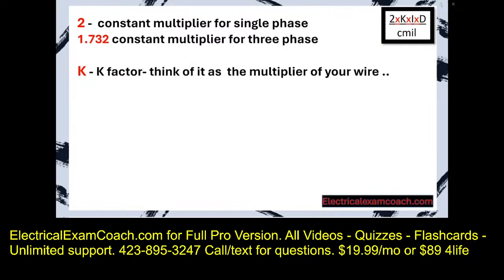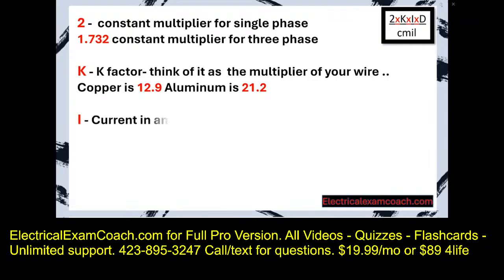K is going to be the K factor. And I want you to think of it like a multiplier for your wire. For copper, it's 12.9, and aluminum, it's 21.2. Don't worry about remembering all this. If you're able to bring in Ugly's into your test, it has it in there. Your state might allow you to write inside your book. You can just write it in there. And if you have to do it like I did, you'll just go into the exam, and the first thing you'll do is write it down on your scratch piece of paper.